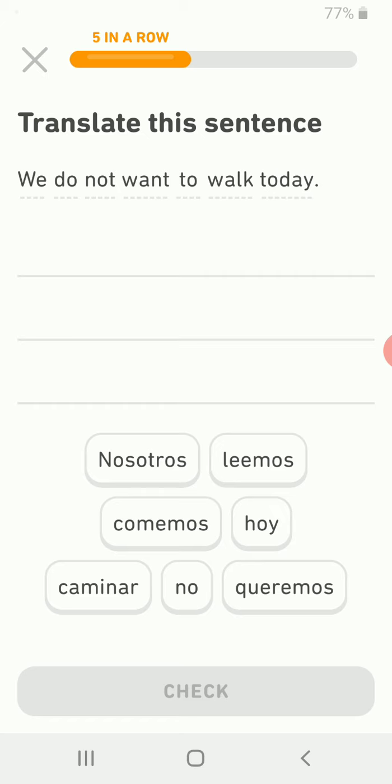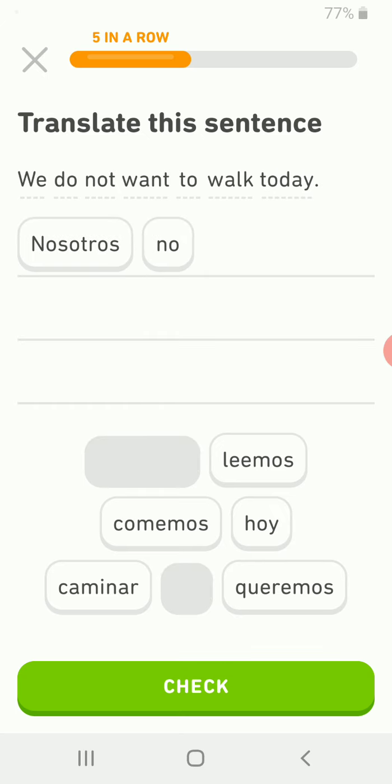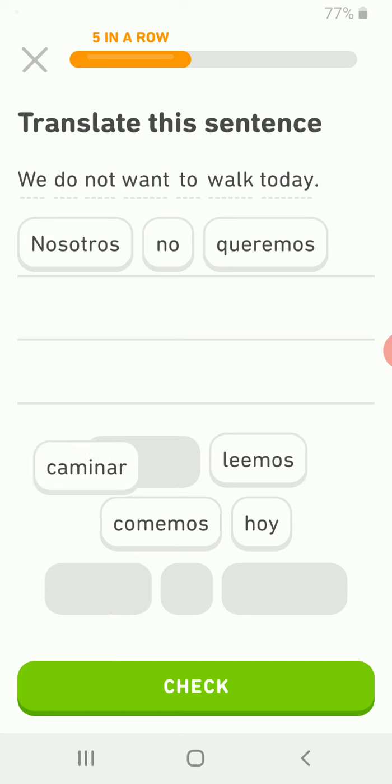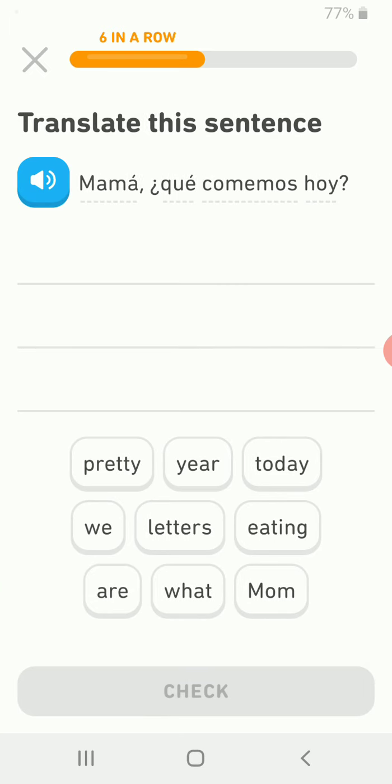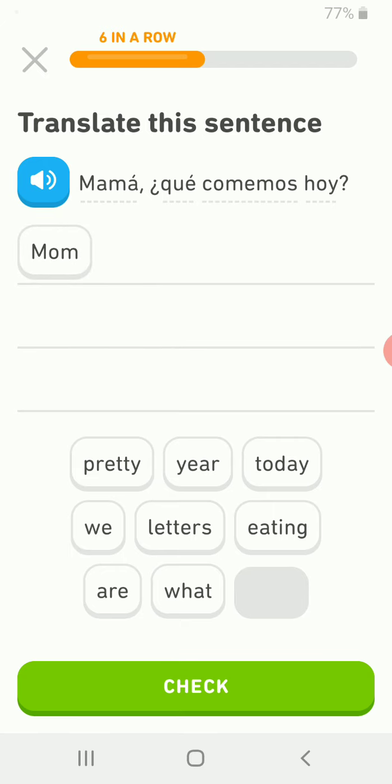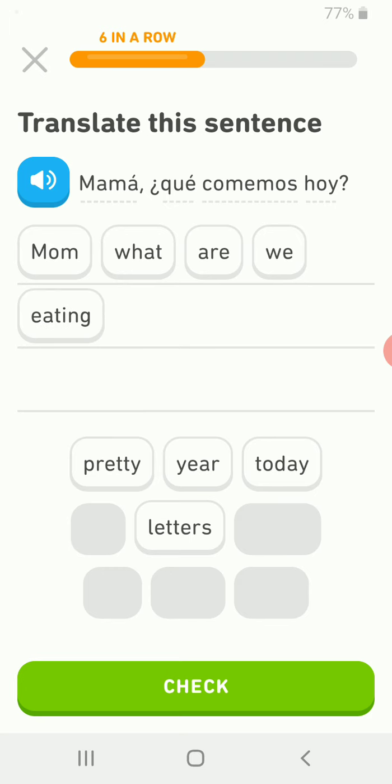So translate this sentence. We do not want to walk today. Nosotros no queremos caminar. Caminar. So this is also a new word. Caminar means to walk. Hoy is today. Mamá, ¿qué comemos hoy? Mama is mom. ¿Qué comemos hoy? So what are we eating today? So, Mom, what are we eating today?